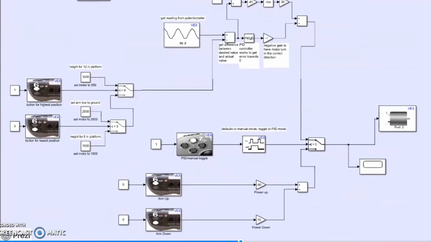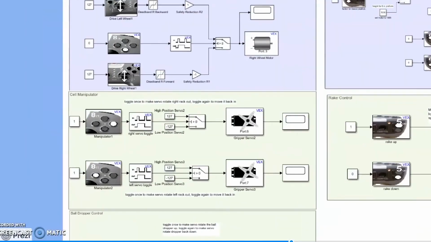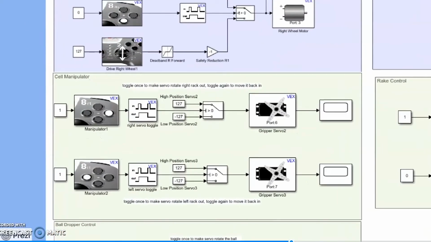If the driver wants to directly control the position of the arm, they can toggle PID mode on and off with 7 up. When 7 up is toggled off, 6 up and 6 down move the arm up and down. The cell manipulator uses 2 servos to hold 2 stacks of cells in place.